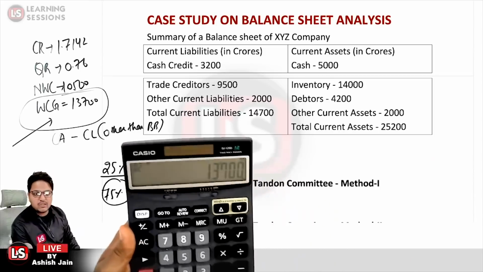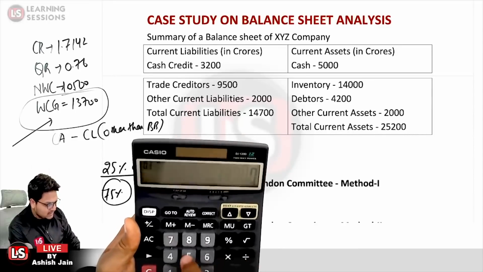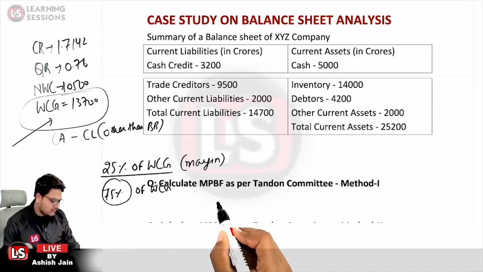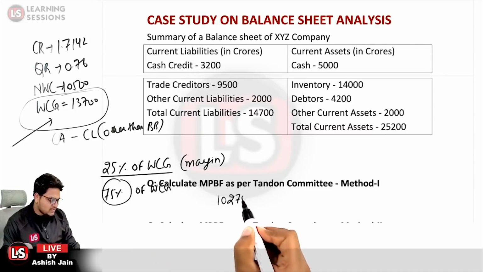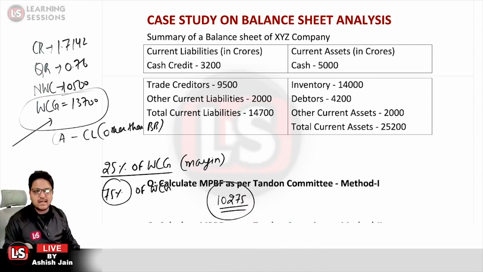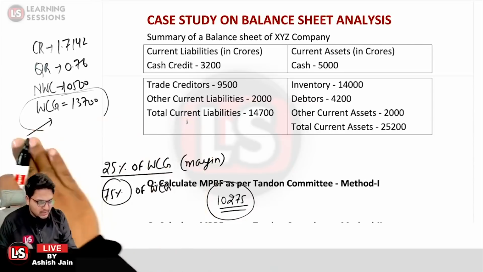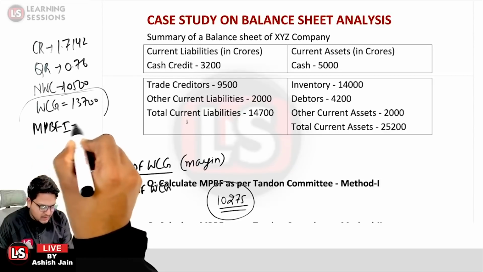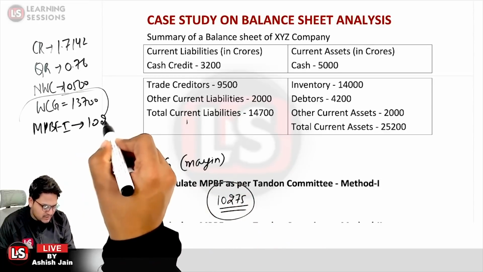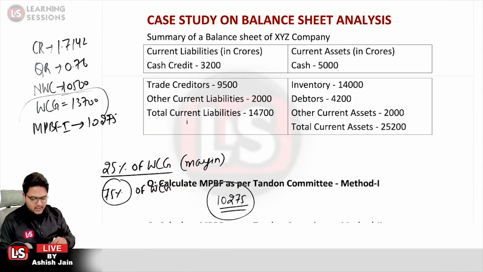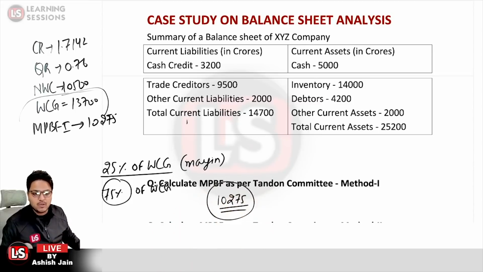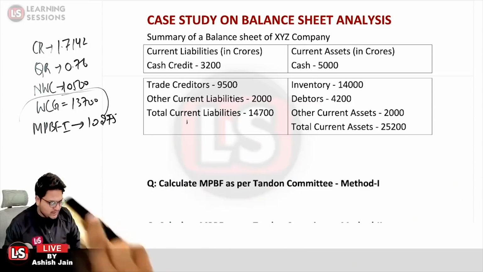Okay. So over here we are having the WCG equal to 13,700, multiplied by 75%, and that is the amount which can be financed, that is 10,275. So 10,275 is the amount which can be financed as per the MPBF method 1. So I'm just writing it over here. MPBF method 1 comes out to be 10,275, which is basically maximally restricted to 75% of the WCG amount. Okay. Now let's move further to the next question.